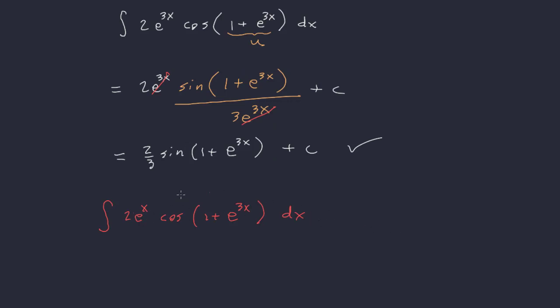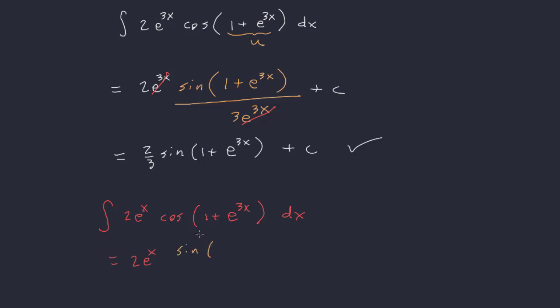All right, so I've set one up where if we change it just a little bit, it's not going to work. So here, you'll notice all I did was change this out here to an e to the x, not an e to the 3x like we had up here, just an e to the x. So if we actually try this problem, I'll move the 2e to the x out, and then we will try to do our quick U substitution like we did before.